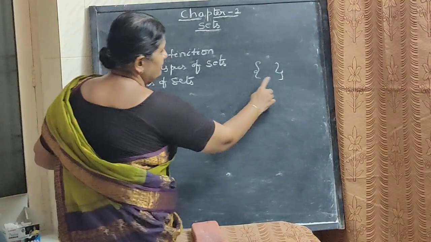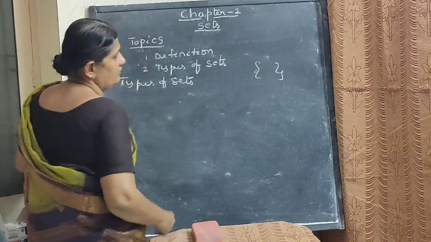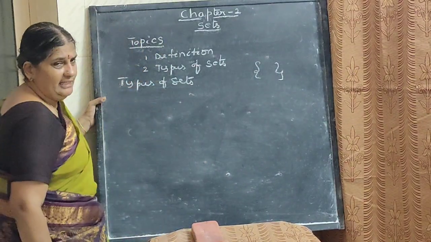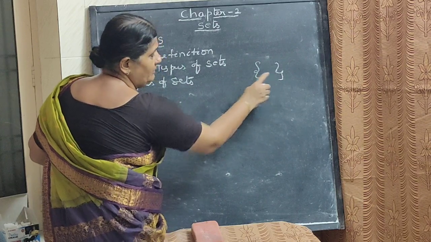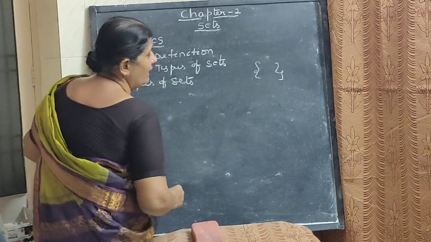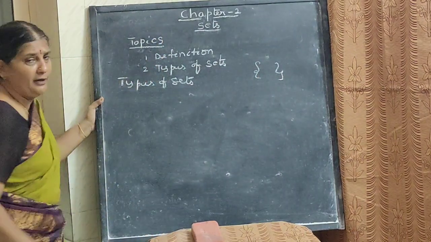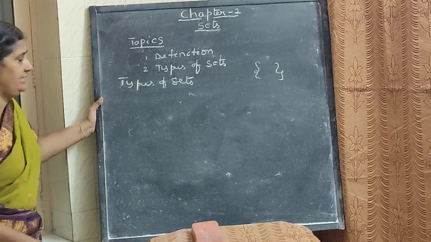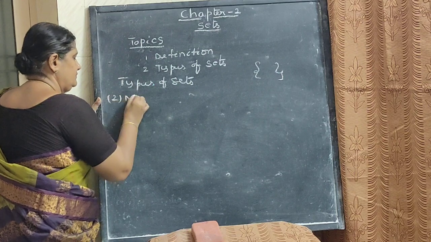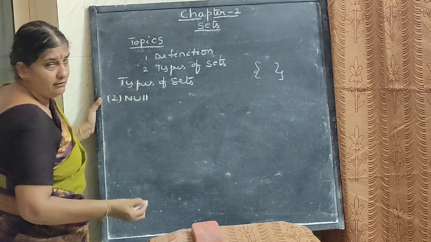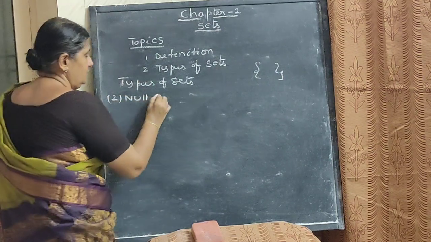Then, second one. Now, see the set. How many elements are there? Count. Nothing is there. So a set has no elements. Here no elements are there. It is called a null set. First, what type did I tell? Cardinal number of a set. Second one is null set, or empty set, or void set.